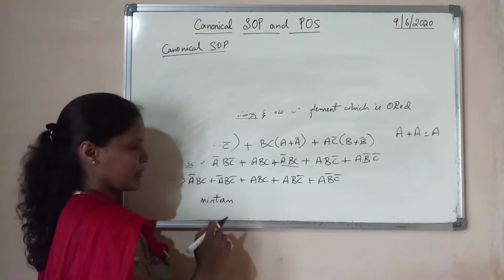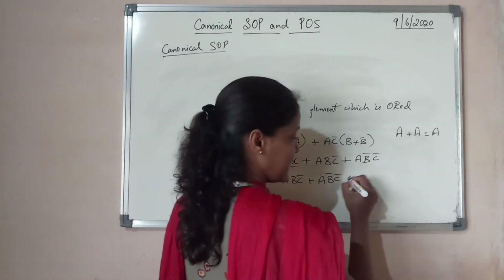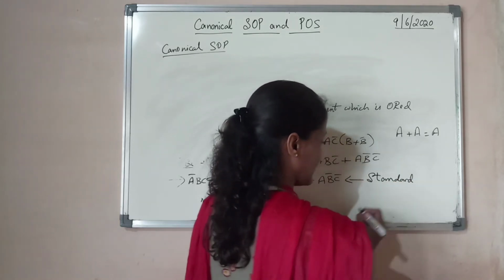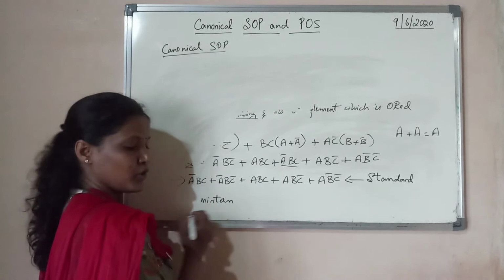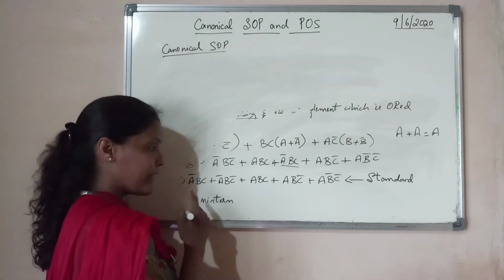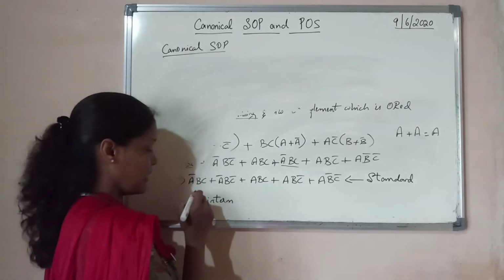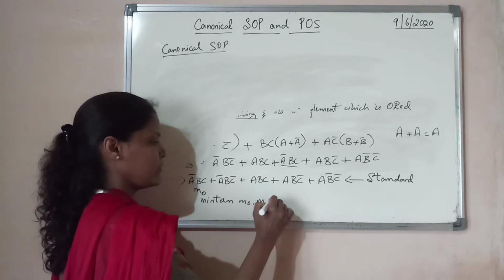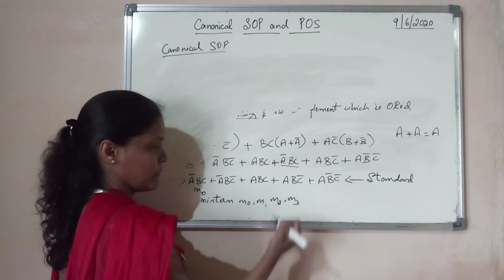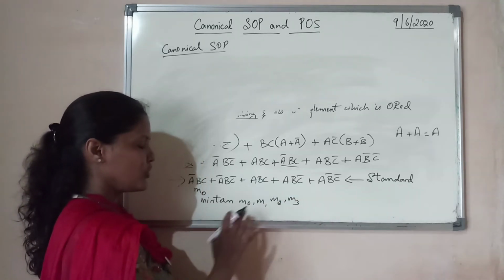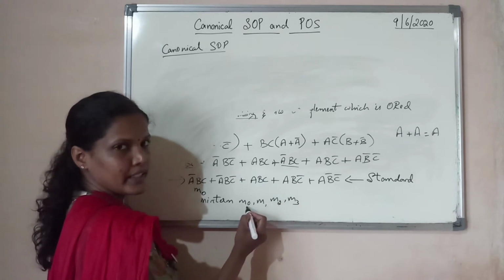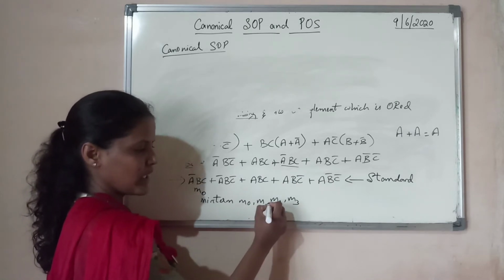Here each term in the canonical form or standard form expression, we are going to call it a min term, and every term will be named m0, m1, m2, m3. We are going to name each term in a particular expression as small letter m0, small letter m1, m2, m3, m4, and so on.